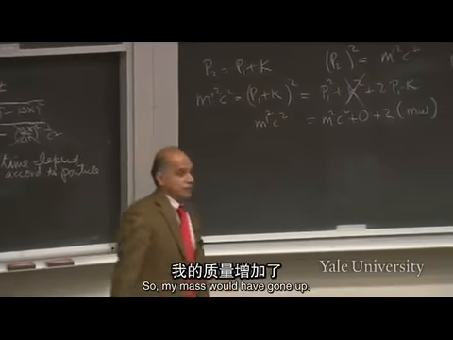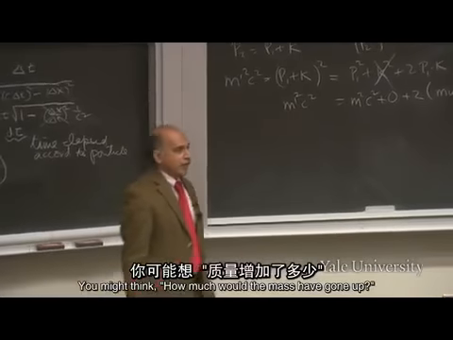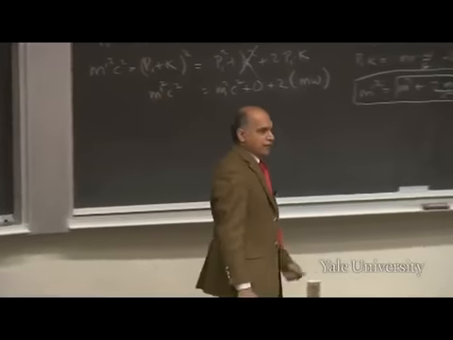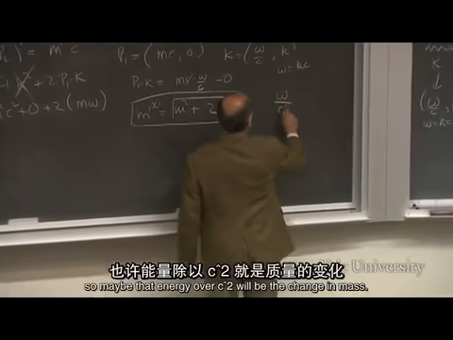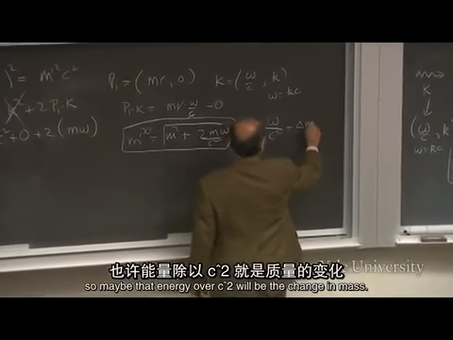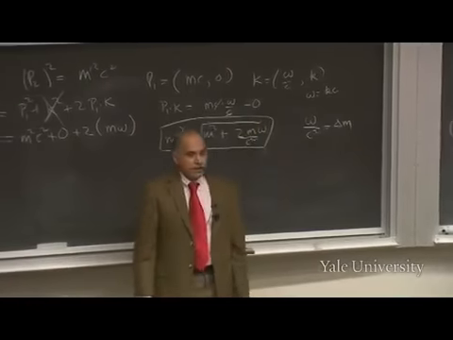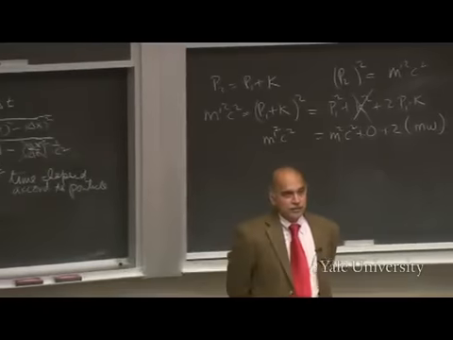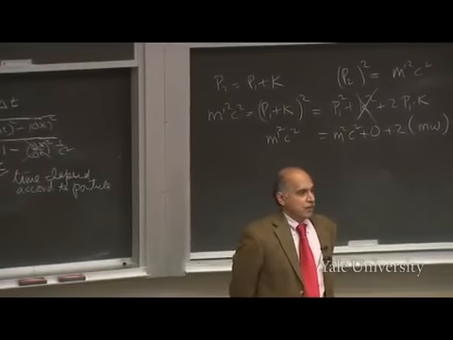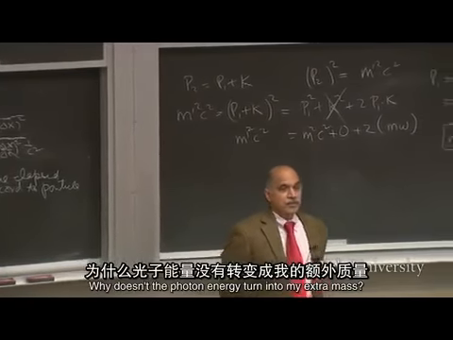So my mass would have gone up. You might think, how much would the mass have gone up? You will say, well, this guy swallowed a photon of energy omega, so maybe that energy over c squared will be the change in mass. That's not correct, and you've got to think about why that's not the answer. Why is that wrong? Why doesn't the photon energy turn into my extra mass?